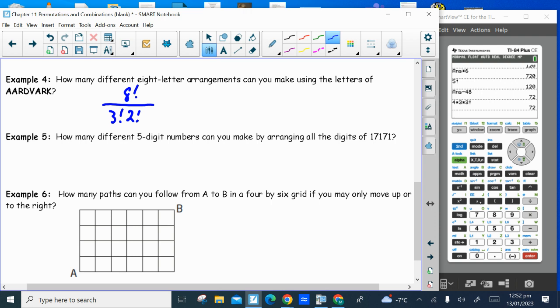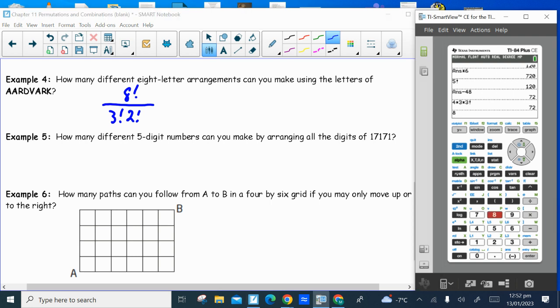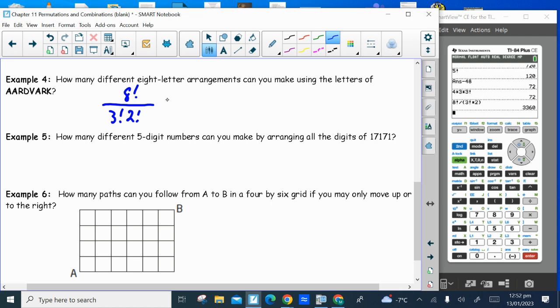When you do this in your calculator, you've got to put the denominator in brackets. 8 factorial divided by, and we need to use brackets to keep the 3 and the 2 factorial both on the bottom. And 2 factorial is just 2 times 1, so I put that in there just as 2, and we get an answer of 3360.